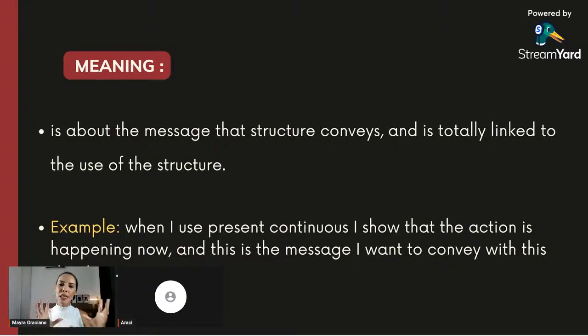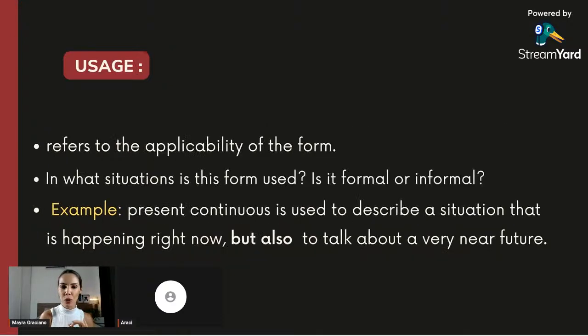So think about the meaning and what it means to you, how you're going to use that grammar. All right? So present continuous to show that the action is happening. Okay? So you have that in mind. Here I'm illustrating with the present continuous.